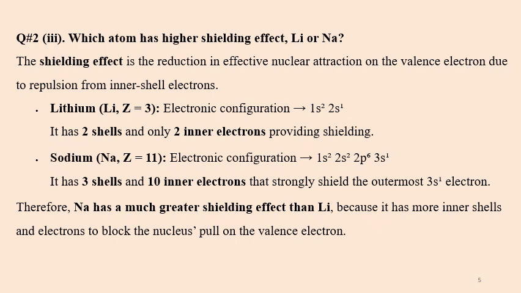Lithium has valence electrons कितने? 3 electronic configuration. It has 2 shells and only 2 inner electrons, providing shielding. So sodium has 11 number of electrons. So electronic configuration is 1s2 2s2 2p6 3s1. It has 3 shells and 10 inner electrons that strongly shield the outermost 3s1 electron. Therefore, sodium has much greater shielding effect than lithium because it has more inner shells and electrons to block the nucleus pull on the valence electron.